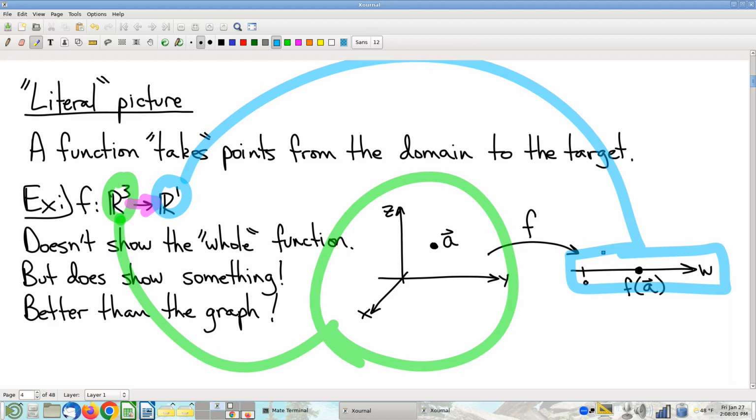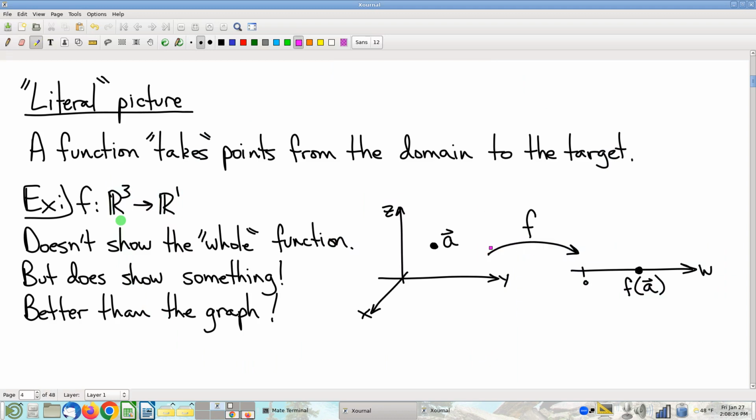Best I can do. And I'm representing the action that the function does as an arrow that's intended to suggest literally that points come out of here and then land in here. So it's pretty literal, right? And one could argue that it doesn't show much.